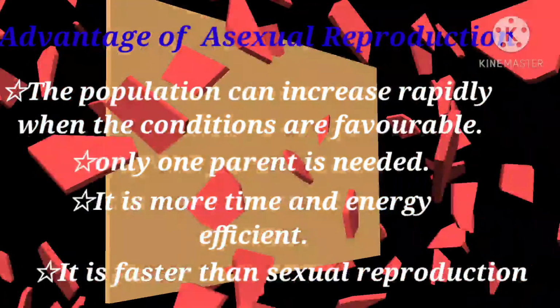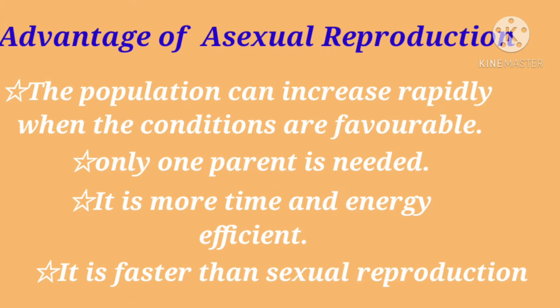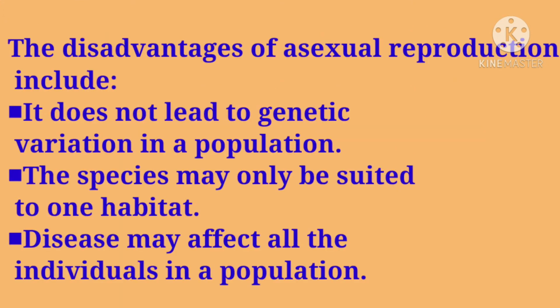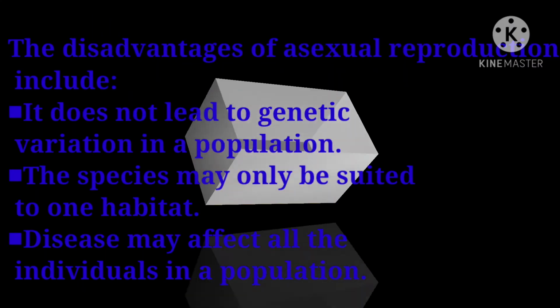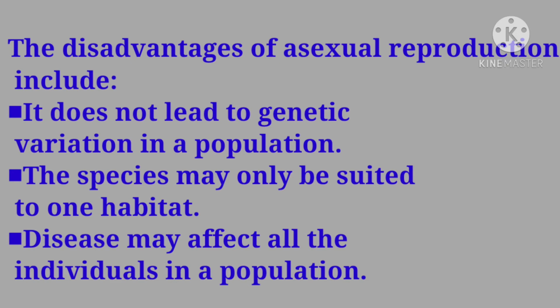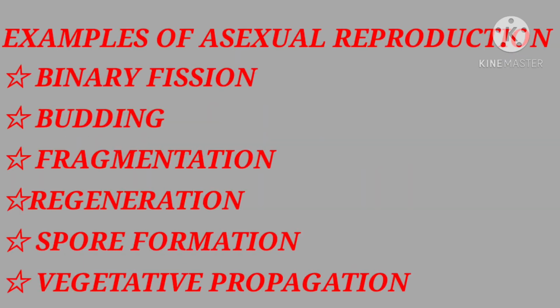Right now I told you that young ones are reproduced in less time in comparison to sexual reproduction, but along with the advantage there are certain disadvantages of asexual reproduction. It does not lead to genetic variation in a population. The species may only be suited to one habitat. Actually, because of the absence of genetic variation, they are not well adapted to other environments or situations. Disease may affect all the individuals in a population. So if any disease occurs, it affects the entire population.